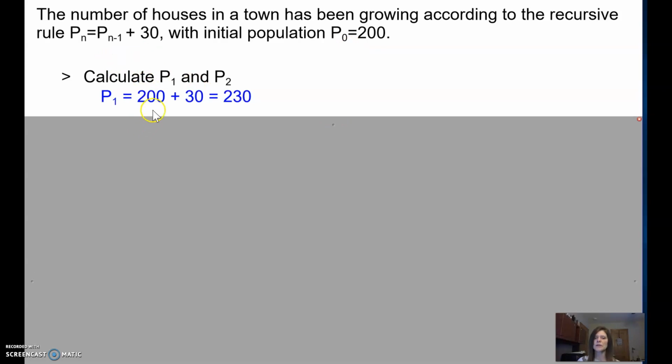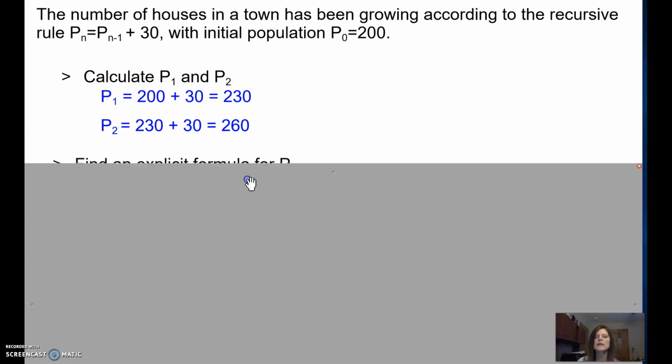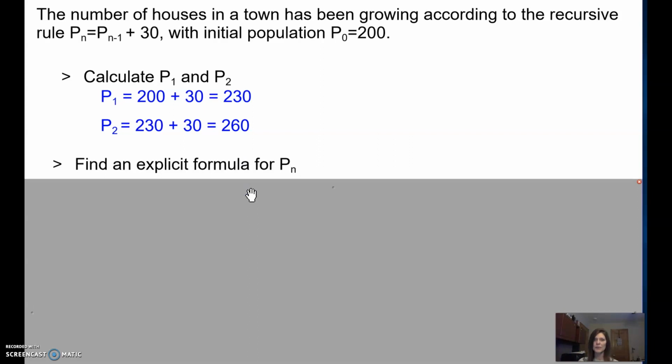So p sub 1, 200 plus 30 is 230. So using the recursive formula, to get p sub 2, we're going to start with the answer we just got, 230, add another 30, and get to 260. As we said in a previous video, this could get really tedious if you want to know way down the road, because you'd have to do so many lines. So I'm thinking it might be more efficient to come up with an explicit formula.